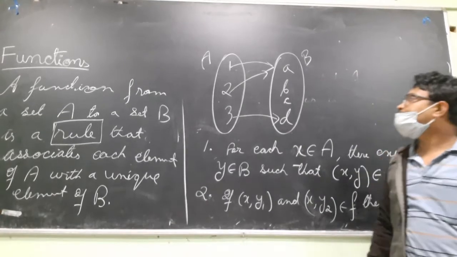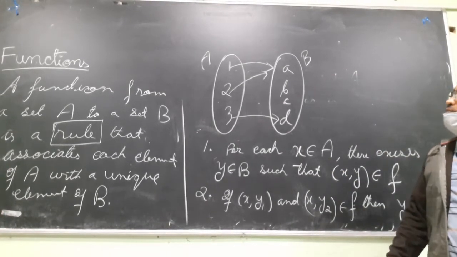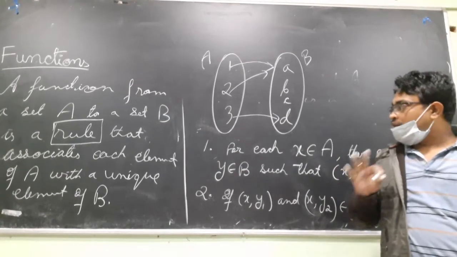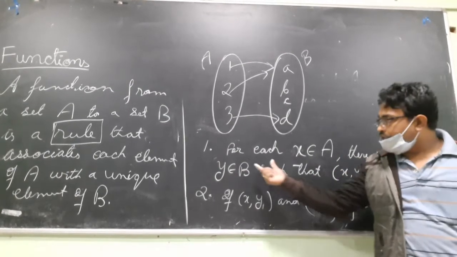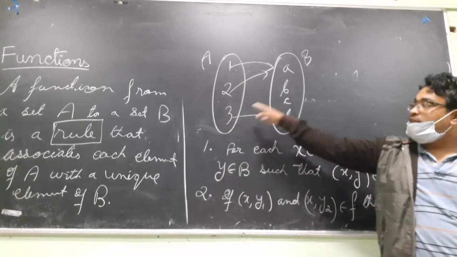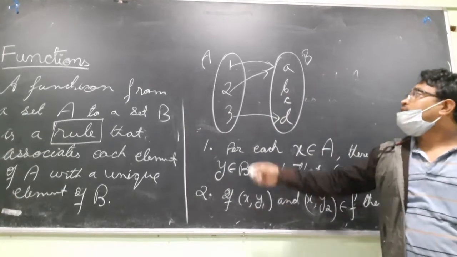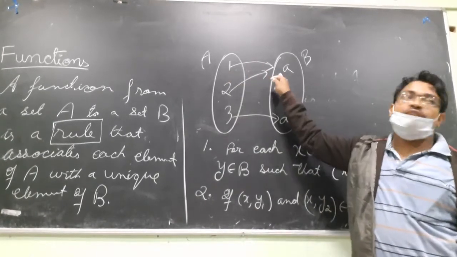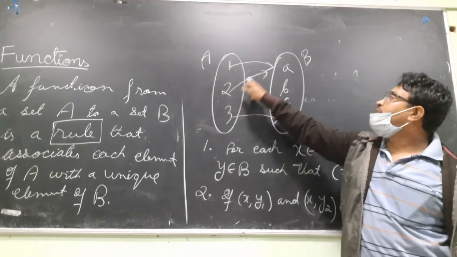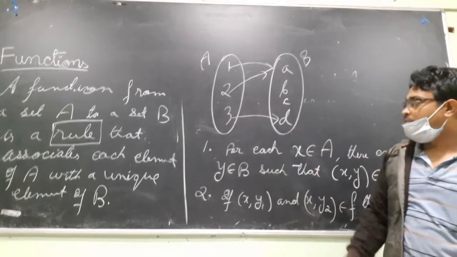Is it a function? Yes or no? So how to check it is a function? We have to first check that each element of A has been associated with some element inside B. So 1 has been associated with A, no problem. 2 has been associated with A. 3 has been associated with B. No problem so far.